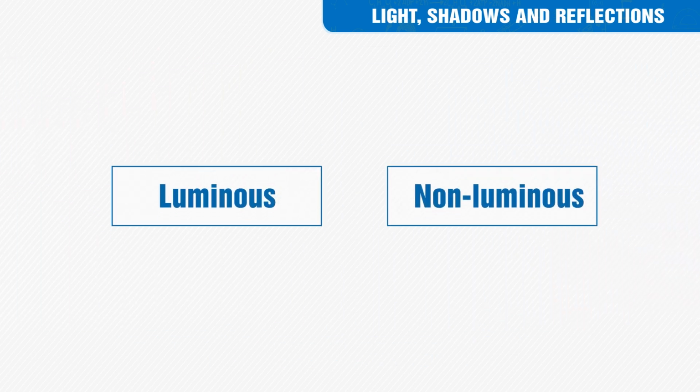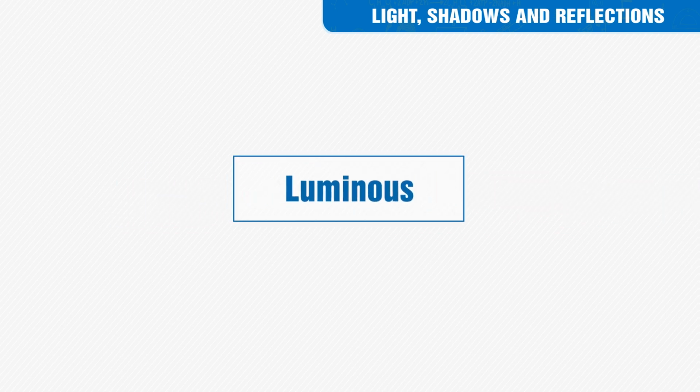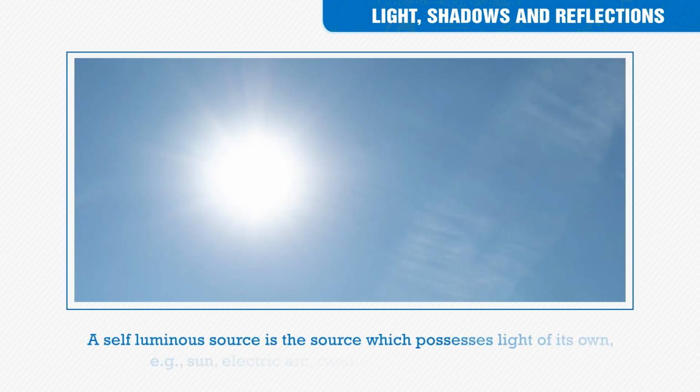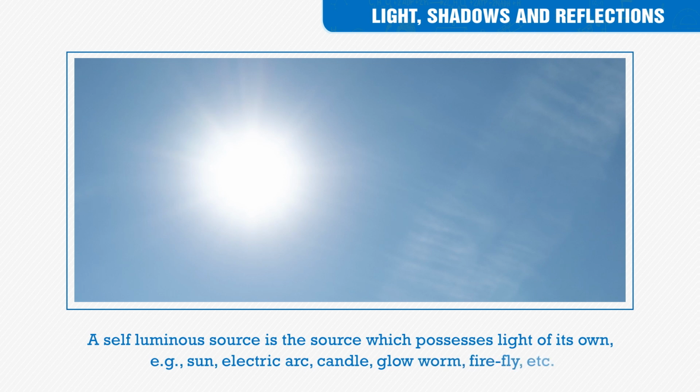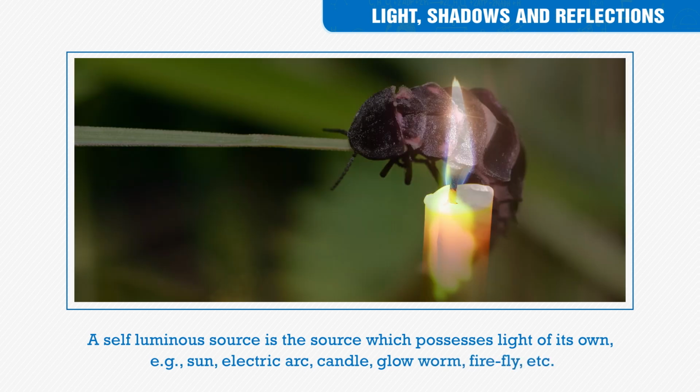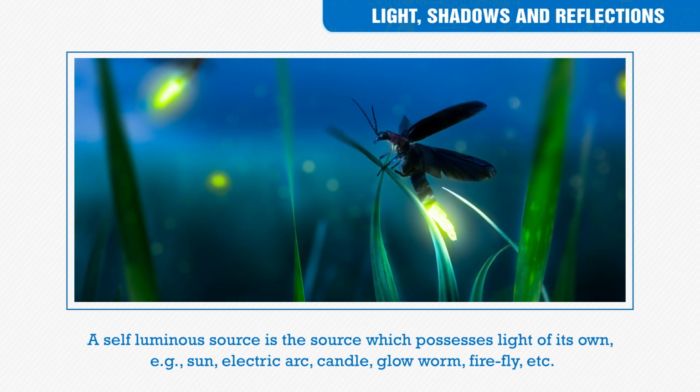A source of light is of two kinds. Luminous. A self-luminous source is the source which possesses light of its own. Example, sun, electric arc, candle, glowworm, firefly, etc.